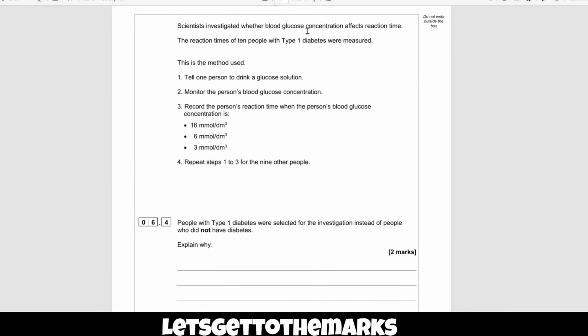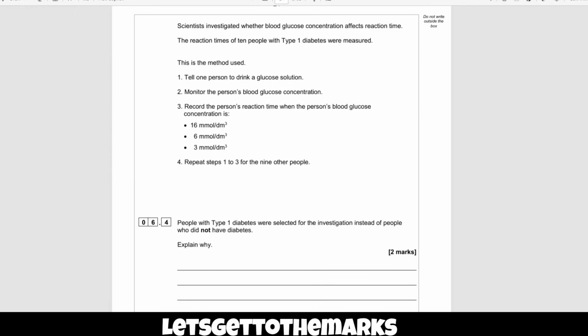Scientists investigated whether blood glucose concentration affects reaction time. The reaction times of 10 people, is that a lot, with type 1 diabetes were measured. This is the method used. Tell one person to drink glucose, monitor the person's blood glucose concentration, and record the person's reaction time when the blood glucose concentration is 16, 6, and 3. Repeat steps 1 to 3 for the other 9 people. Did they do 3 repeats at each concentration and take an average? Who knows? People with type 1 diabetes were selected for the investigation instead of people who did not have diabetes. Why?